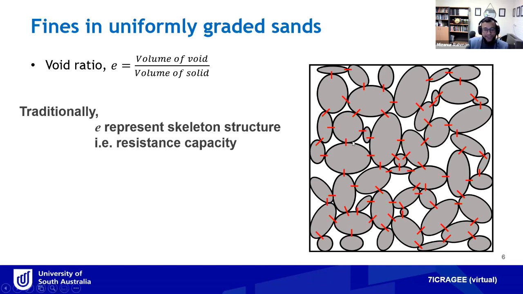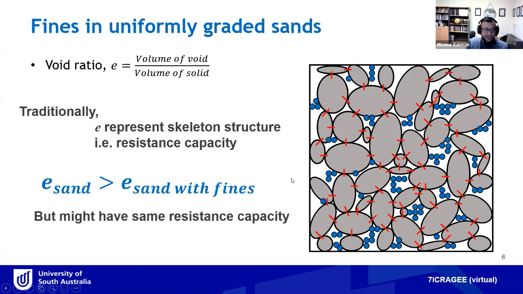But in this soil, if I somehow manipulate this and add some fine content in between the voids, these fine contents are not contributing to the skeleton structure. They are not taking any force. But what they are doing is increasing the solid content in the void ratio calculation and decreasing the volume of void in the calculation. So the void ratio is decreasing.